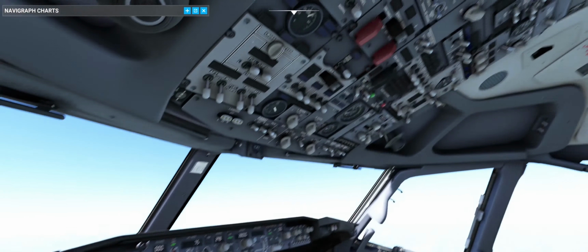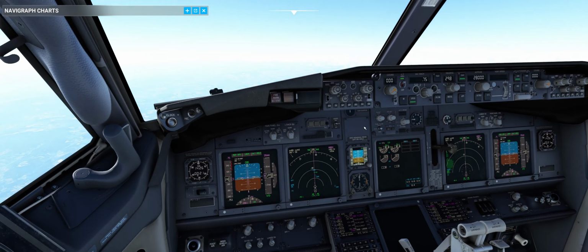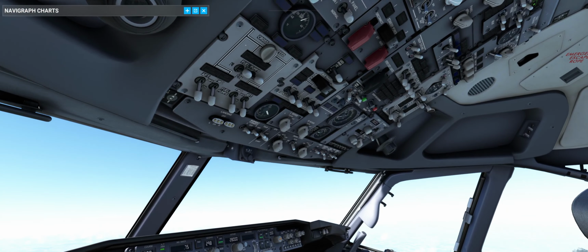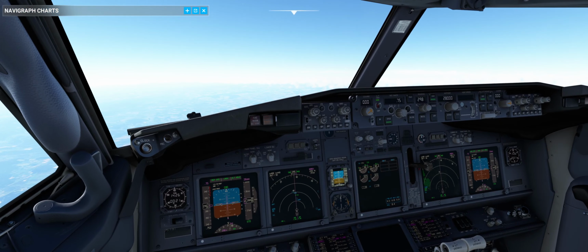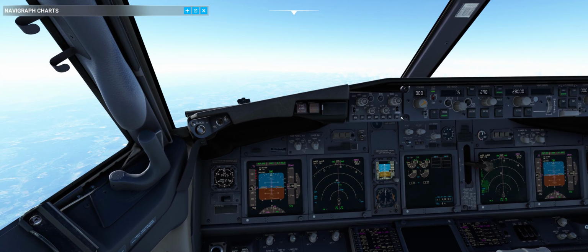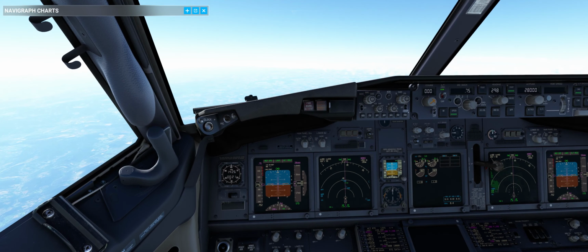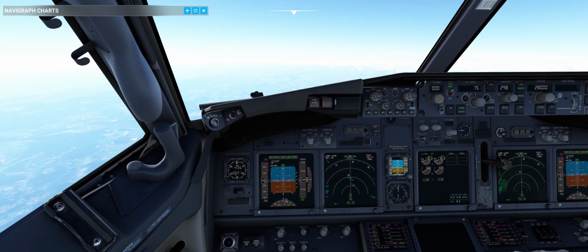wing anti-ice on approximately near flight level 350 or above, you can possibly lose your air conditioning pack. So this is the RVSM airspace, and it was quite a short video.